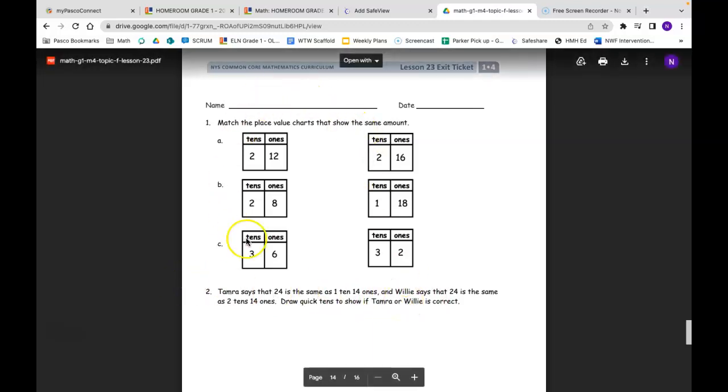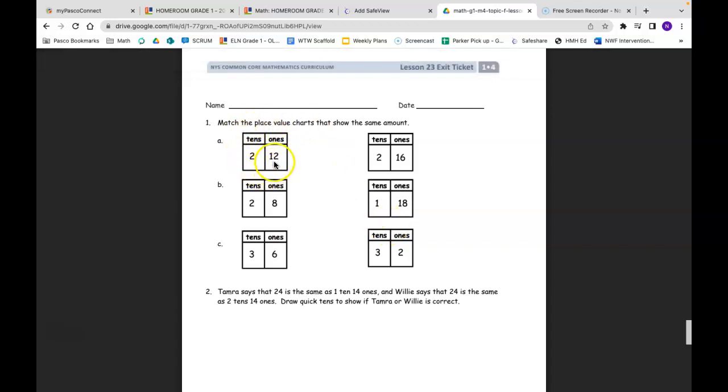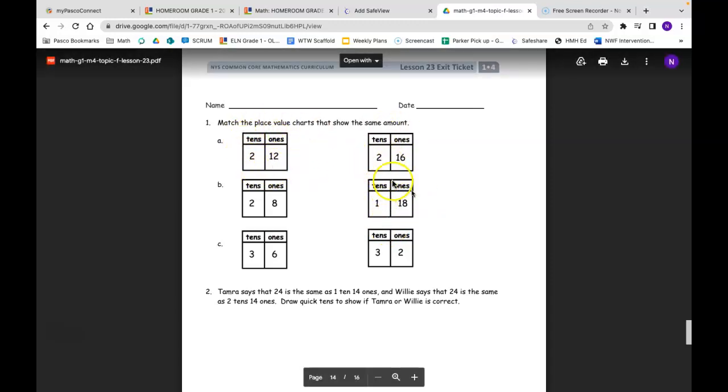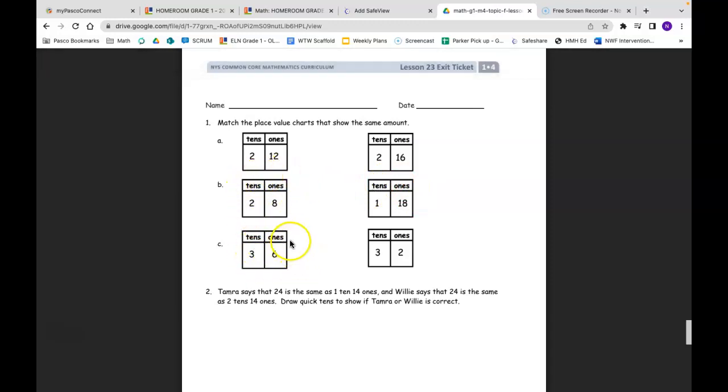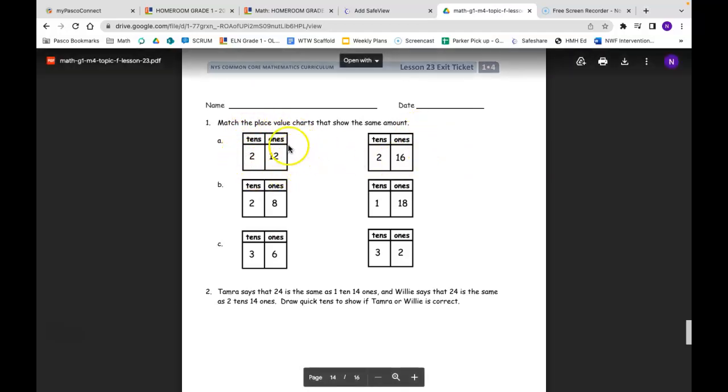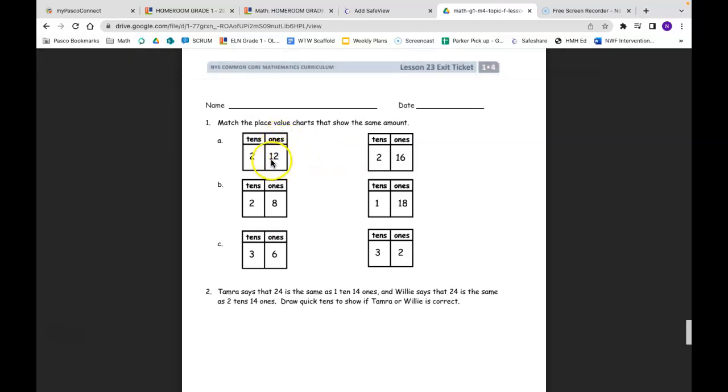So first thing that you need to do is I want you to look at each of these place value charts, and I want you to write the number that equals the place value chart right over here just next to the place value chart, okay? Remember, if you see more than 10 ones in this column right here, that's going to convert to another 10, just like we talked about during our practice, okay?